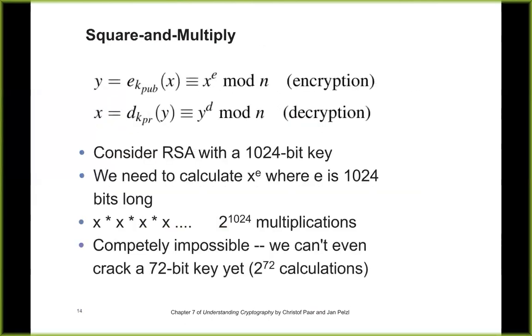Now, you could try to do multiplication this way. If you're going to take x to the e mod n, and e or d is something like 1024 bits long, then you're going to have x times x times x times x to the 1,024 multiplications if you do it this way. So this is completely impossible, because remember, even a 72-bit key has never been cracked by brute force. There are not enough computers in the universe to ever do 2 to the 1024 calculations of any sort, and there never will be. So you don't do it that way. This is just really stupid to do it that way.